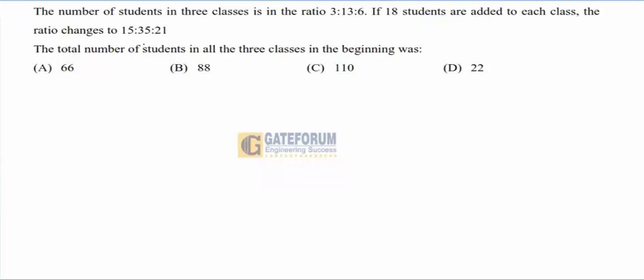The number of students in 3 classes is in the ratio of 3 is to 13 is to 6. If 18 students are added to each class, the ratio changes to 15 is to 35 is to 21. So they have asked you what is the total number of students that are there in the beginning. Okay. So see, the initial ratio was 3 is to 13 is to 6. After 18 students are added, the ratio becomes this.